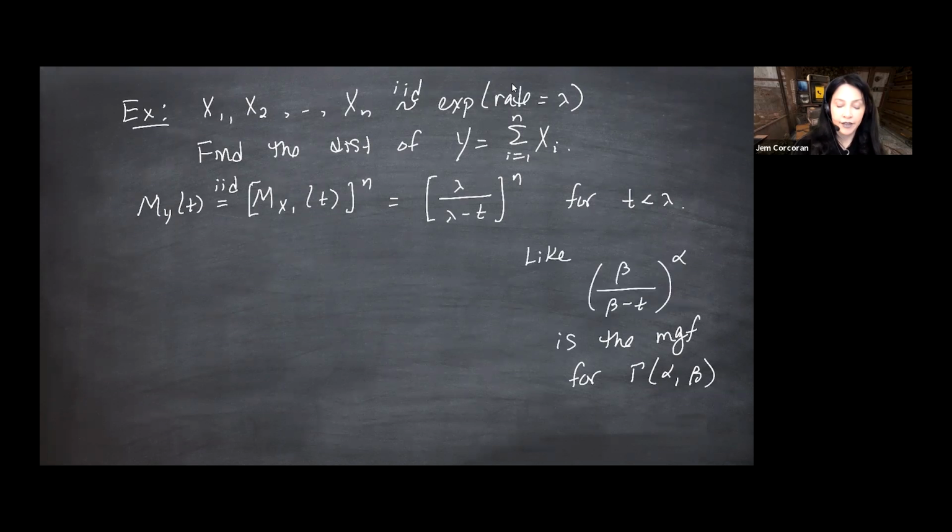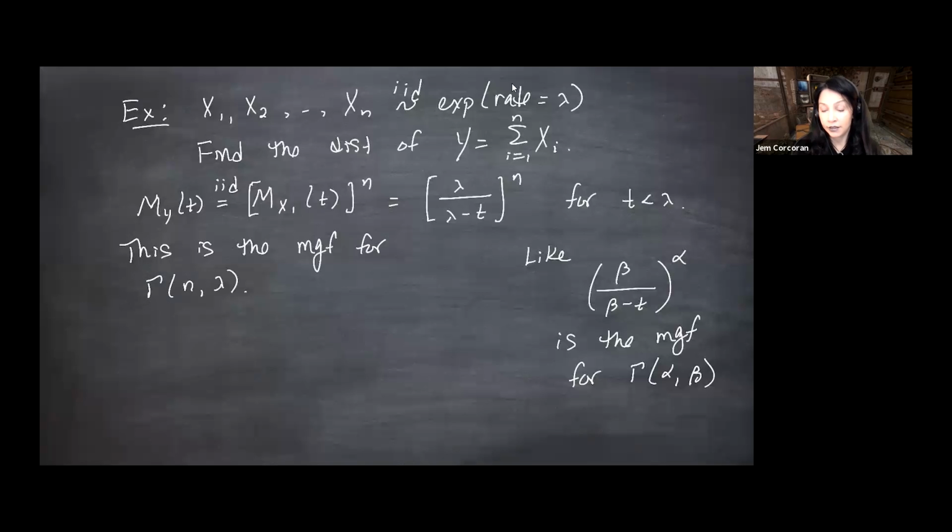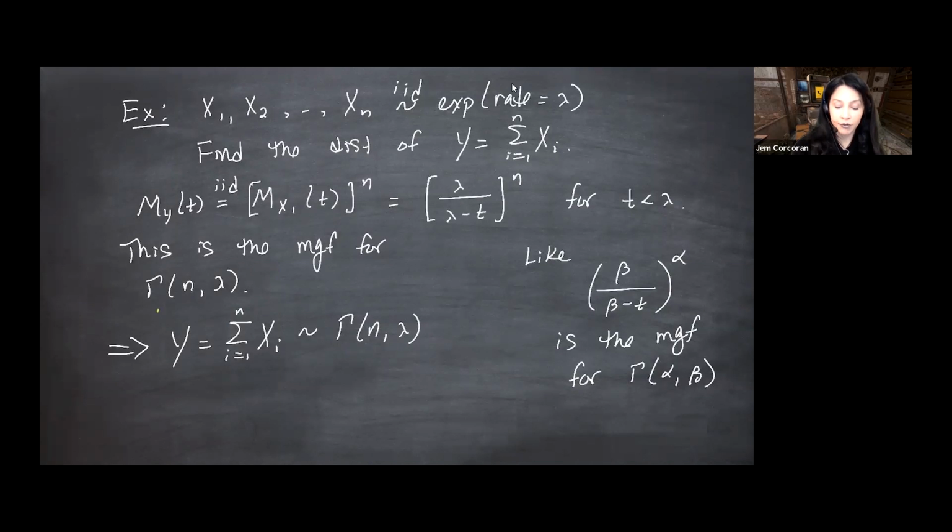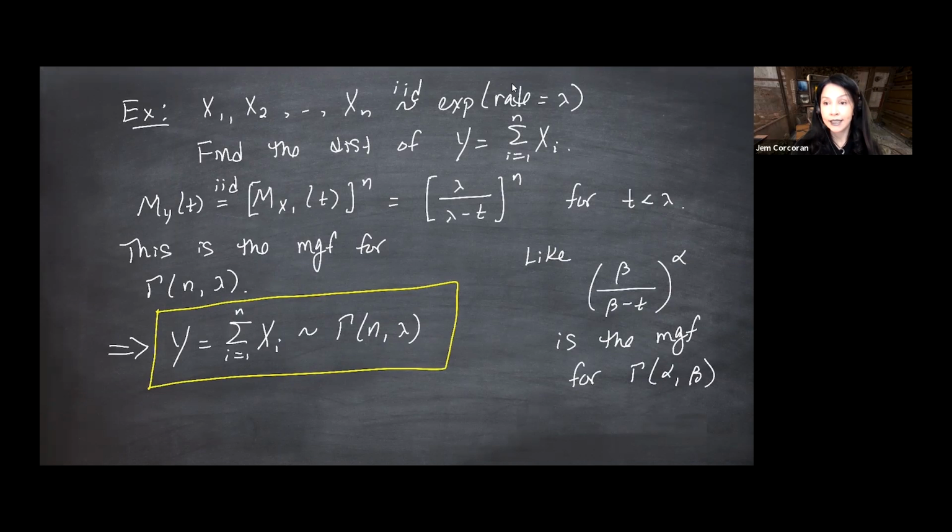From this, I can specifically say this is the moment generating function for the gamma distribution with parameters n and lambda. So alpha is n and beta is lambda. And so we can conclude, because moment generating functions uniquely determine the distribution, that the sum of exponentials has a gamma distribution with parameters n and lambda. And that is by uniqueness. So if the moment generating function is that of the gamma, then the random variable must be a gamma. This is why I think they're super powerful.